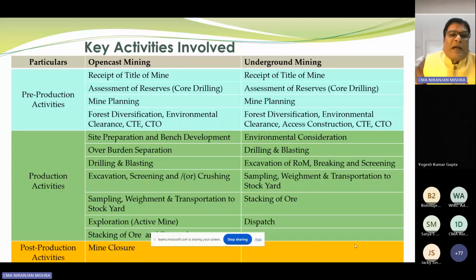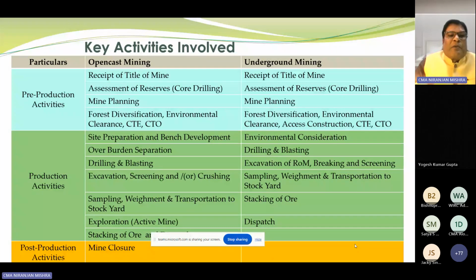Production activity will start with site preparation and bench development. I have seen the previous slide, the bench development. Bench means first they have to make an access to the ore level. That means they have to prepare the bench, with height and width the same, and prepare one site. From the safety side and the environment side, they have to see that.